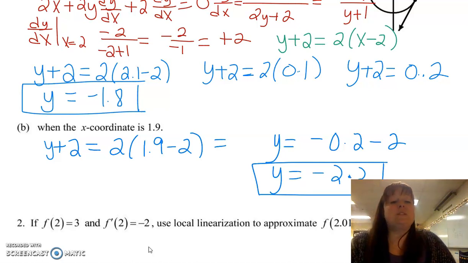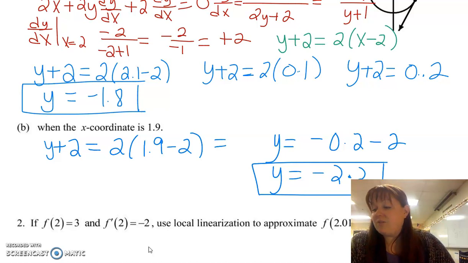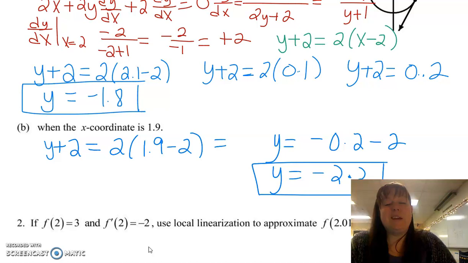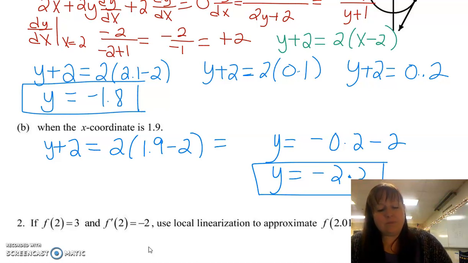So, again, the value of the tangent line at 1.9 is negative 2.2, and so the chances of the value of the circle being negative 2.2 are pretty good because they're really, really close to each other. So the value of that function at 1.9 is really close to negative 2.2. All right, let's take a look at another one.